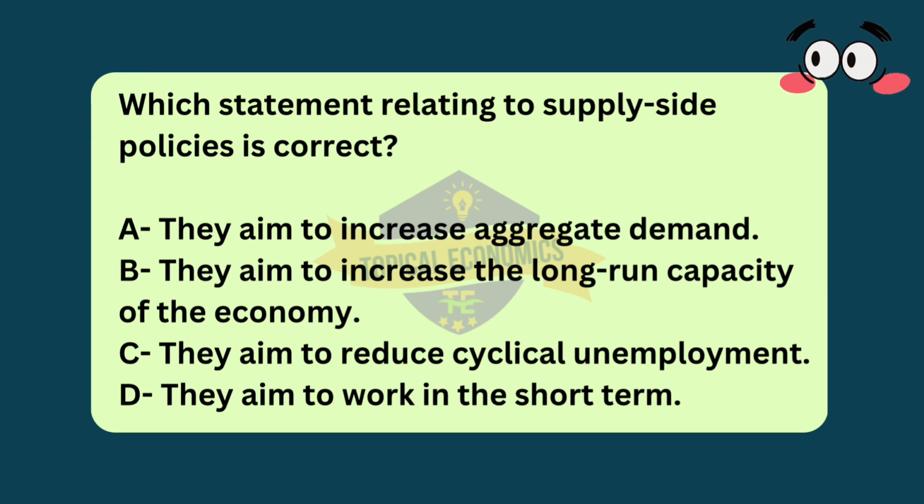Next, option C. They aim to reduce cyclical unemployment. Is incorrect. While supply-side policies can eventually reduce structural unemployment, e.g., through improving skills and labor market efficiency, they do not directly target cyclical unemployment, which is typically addressed by demand-side policies like fiscal and monetary policy. Lastly, option D. They aim to work in the short term. Is incorrect. Supply-side policies usually take time to show results as they focus on structural improvements that benefit the economy in the long run, rather than addressing short-term issues.